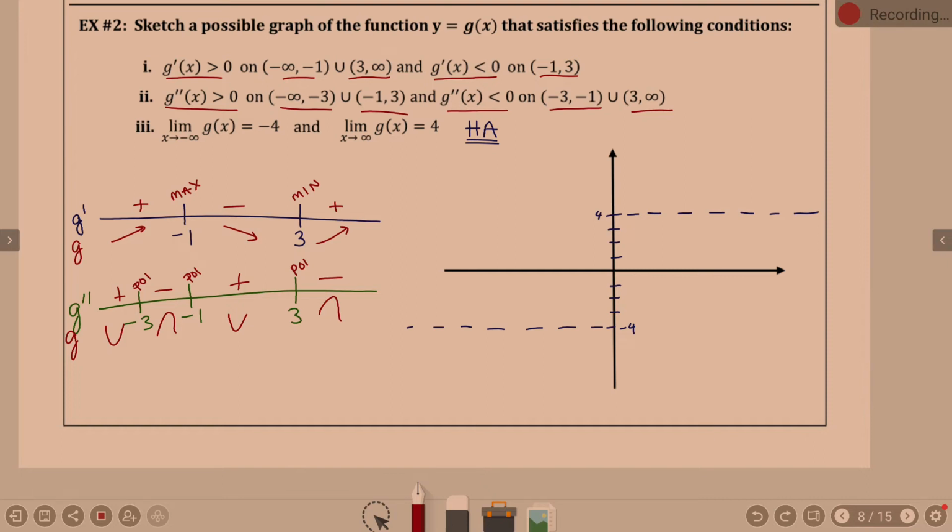I guess you know what I should do before I start drawing? Need some values on here. We're going to have to at least go out to 3 here, aren't we? And we're going to have to at least go out to -3.